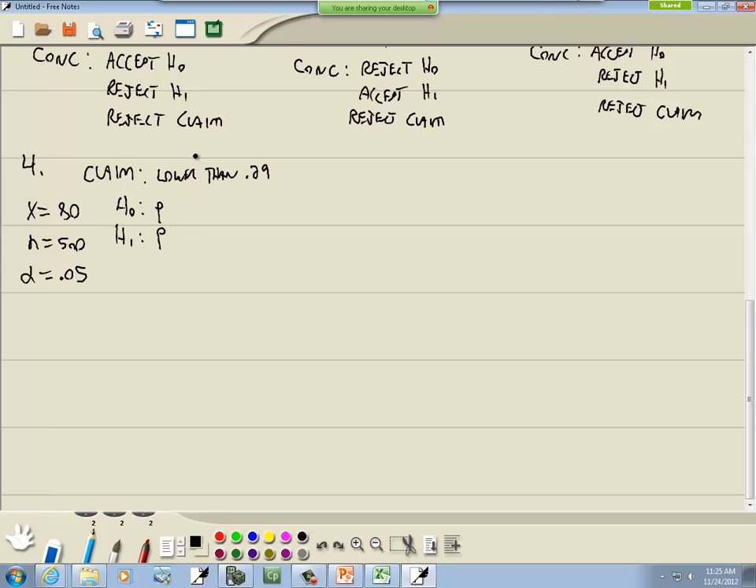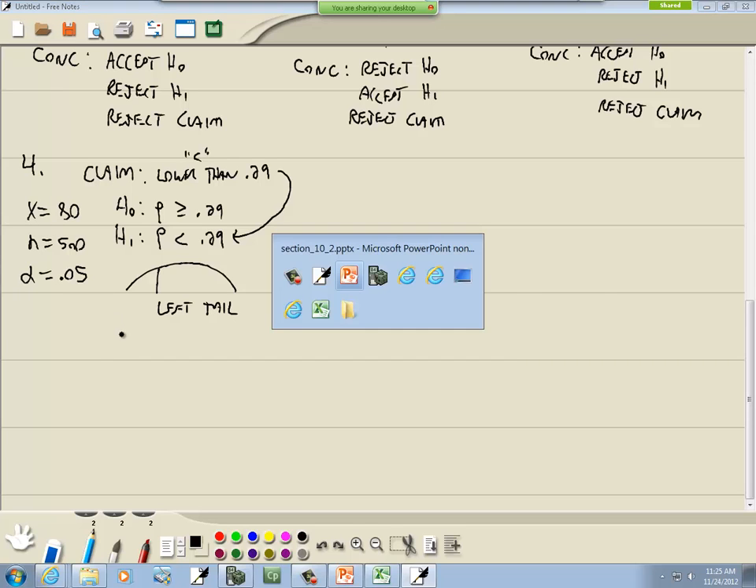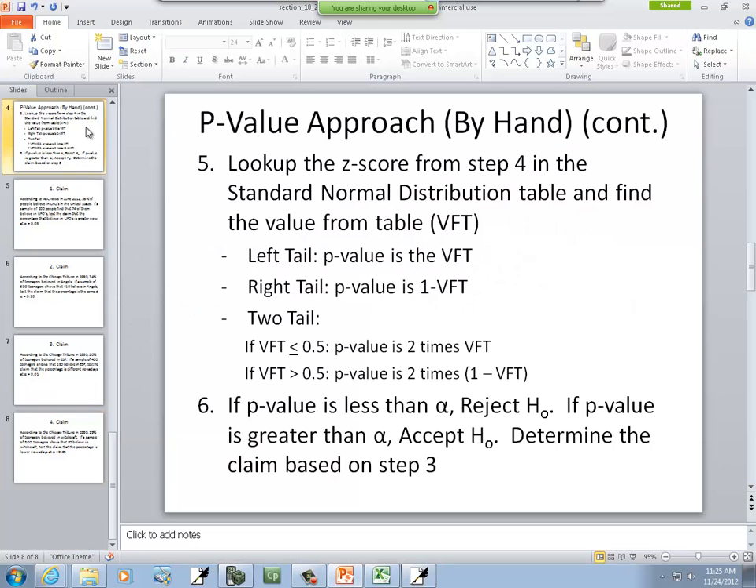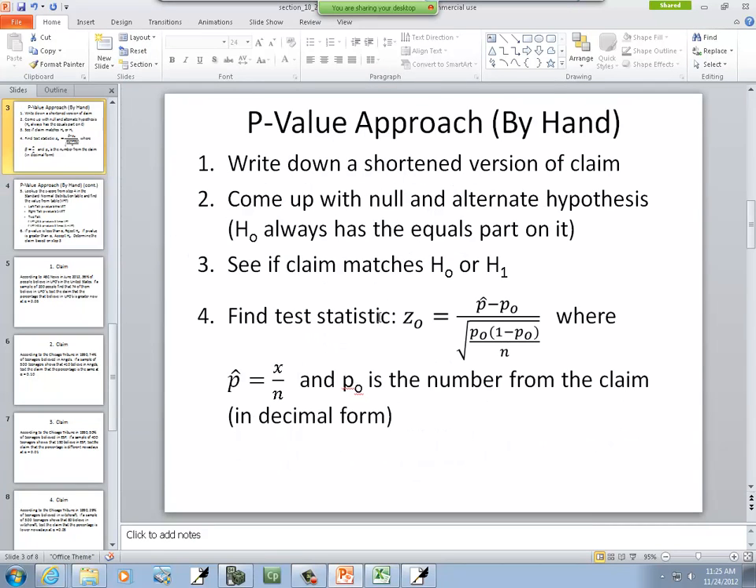These are P's. Lower than implies a less than, which should go here. This will be greater than or equal to. And remember, this is the left tail. Lower than matches H1. So let's see, done step 2 and step 3. Okay, step 4.